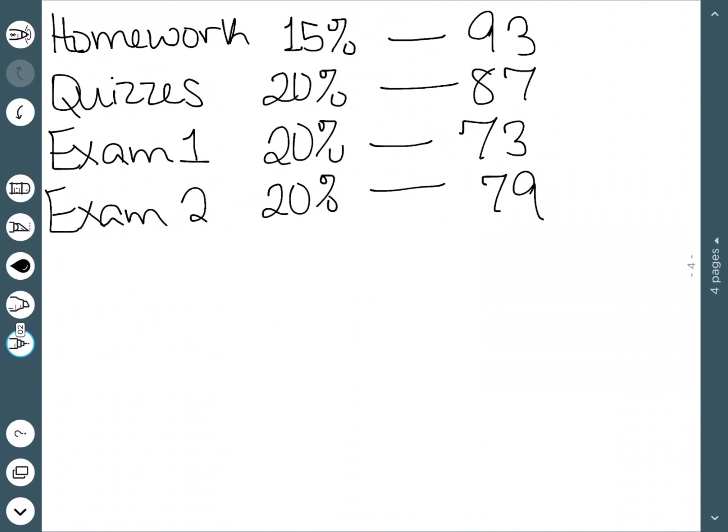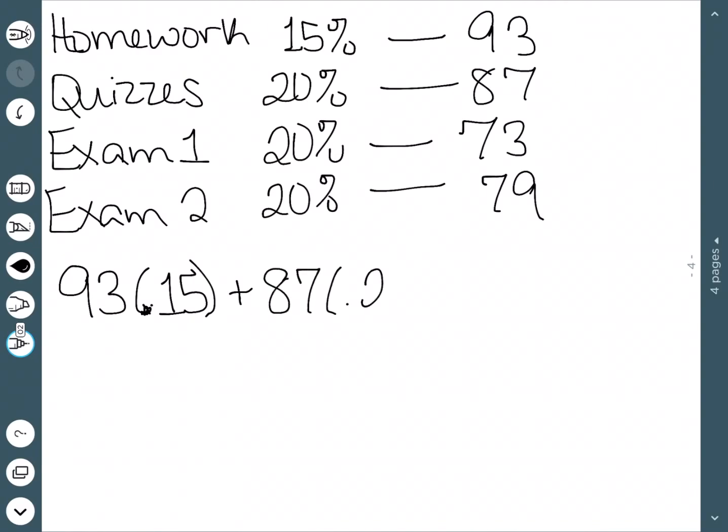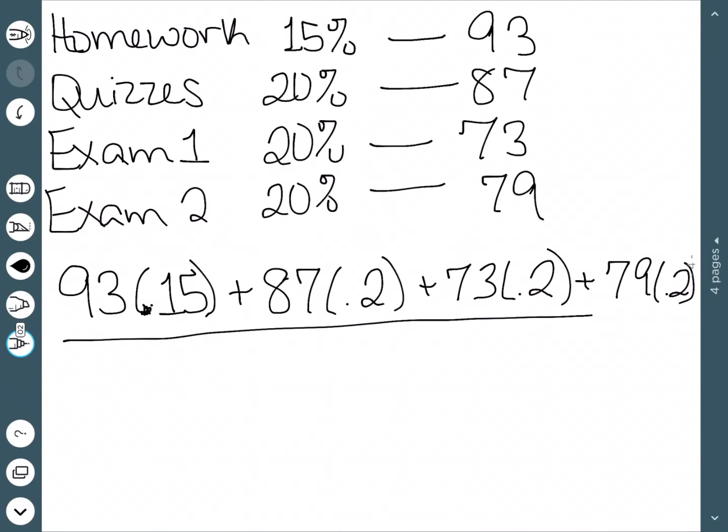One of the most common uses of weighted average is in grade calculations. In this case, we have homework worth 15%, quizzes worth 20, and then exam 1 and 2 each worth 20%, and then the numbers on the right are the grades. So in order to find the weighted average, the weighted mean, we multiply each data value by its corresponding weight, which is the percentage. For homework, 0.15. We then have 87 times 0.2 for the 20%, 73 times 0.2 for the exam 1, and 79 times 20% for exam 2. And then we divide by the sum of the weights.